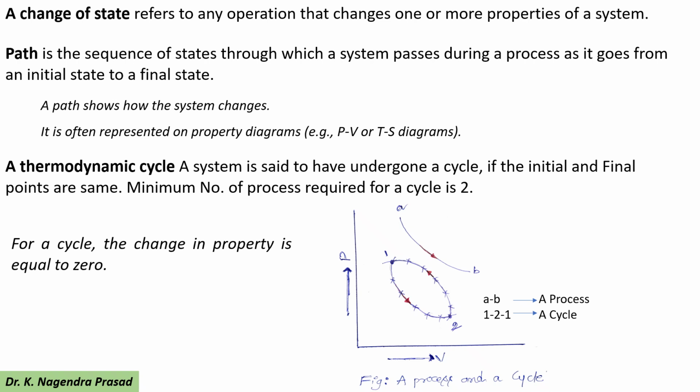And we look at another one, the cycle, that is 1 to 1. So 1 to 1 is the cycle. Here the initial and final states both have the same point. Let's consider the first point as the initial one and the final one as well. So the initial and final points are the same when the system has undergone a cycle. So for a cycle, the change in property is equal to 0.